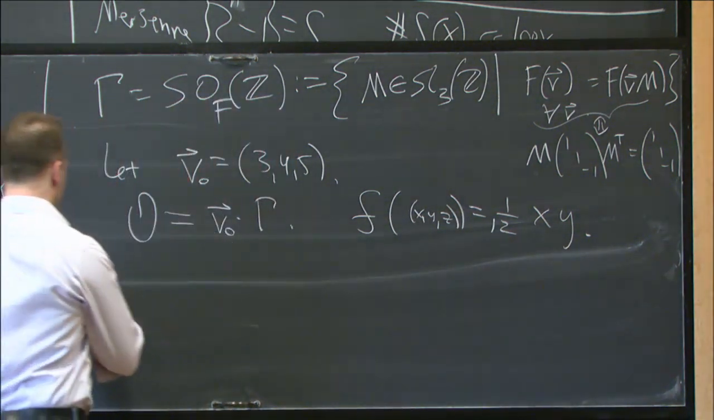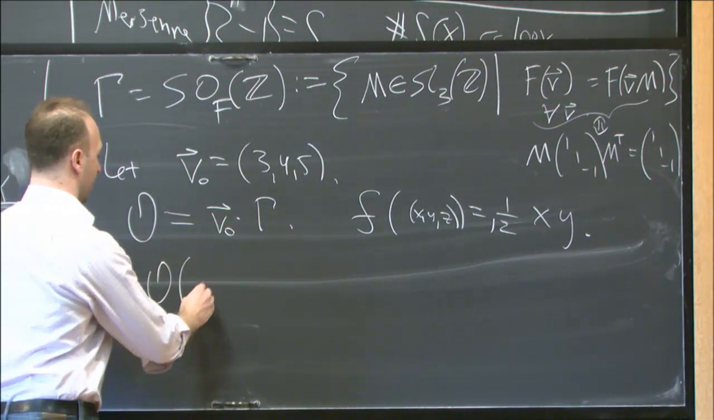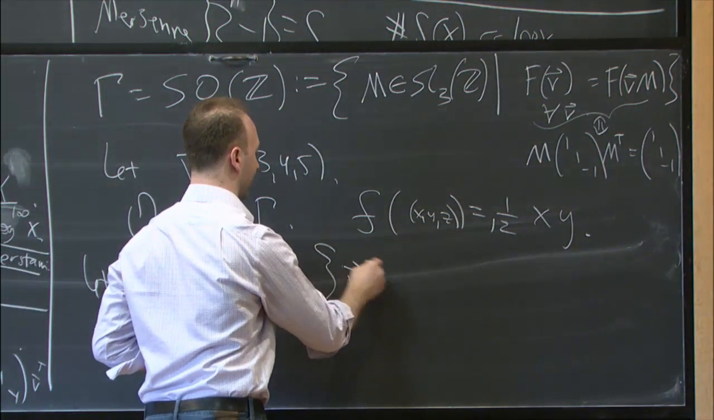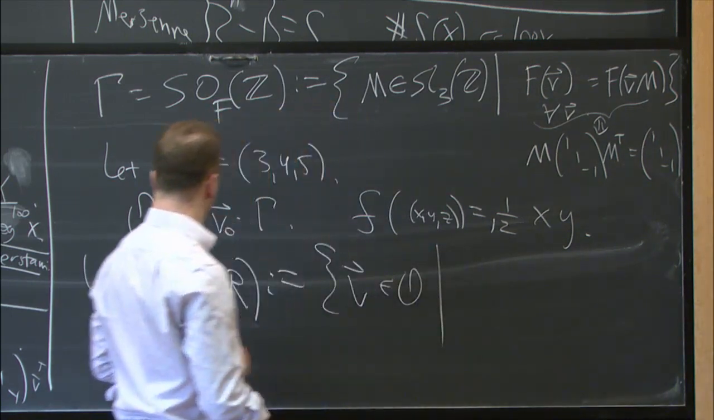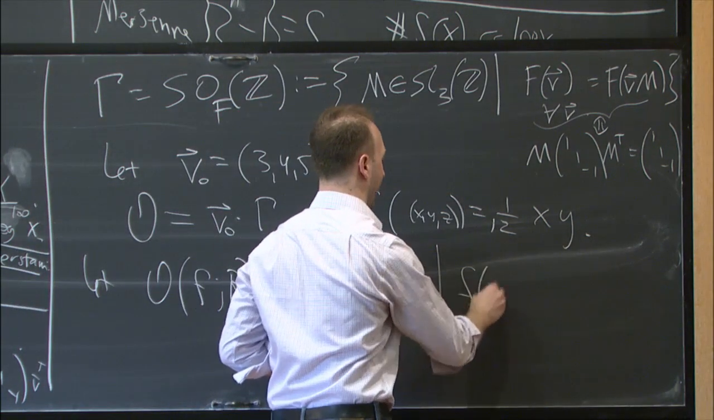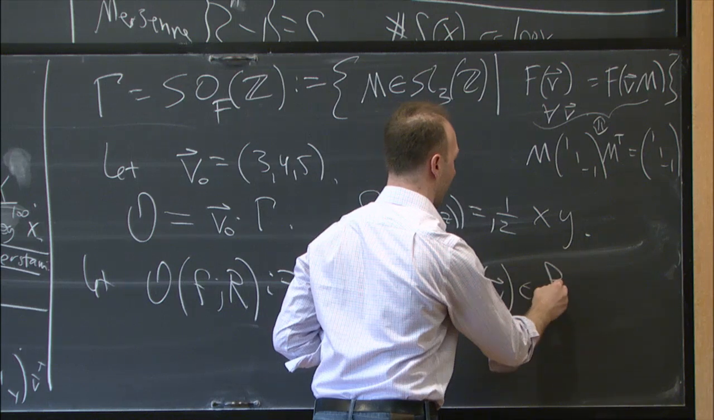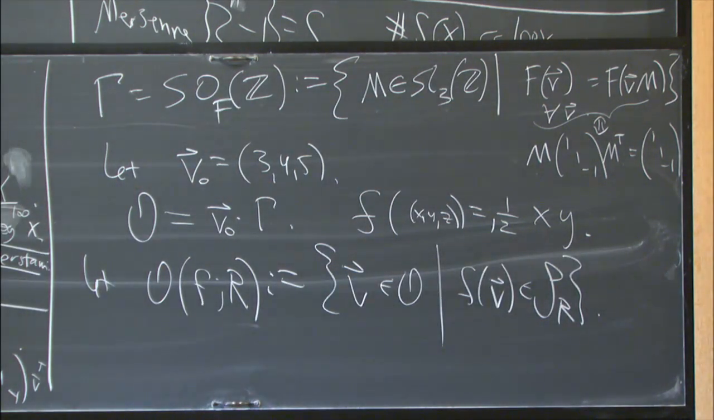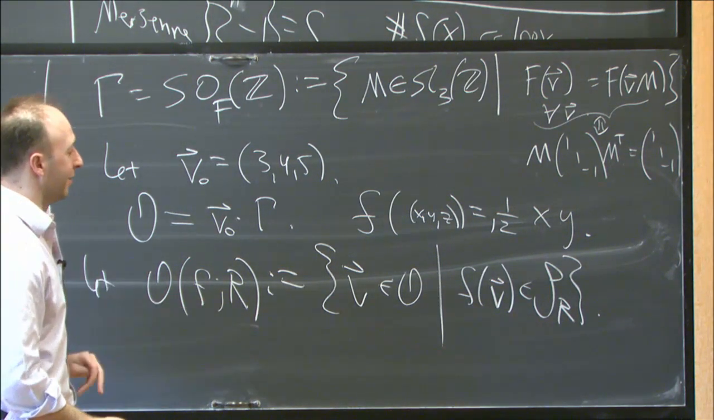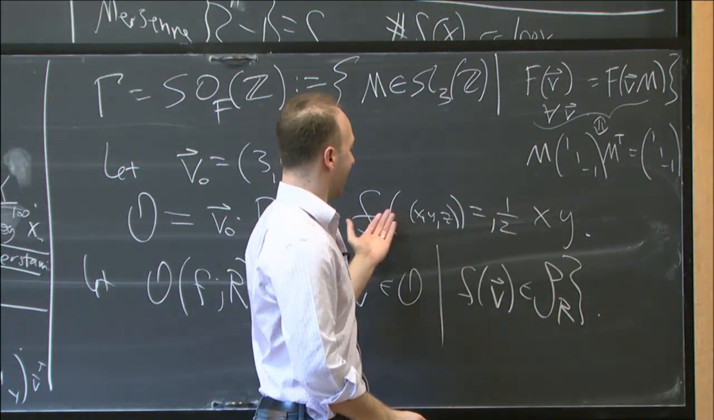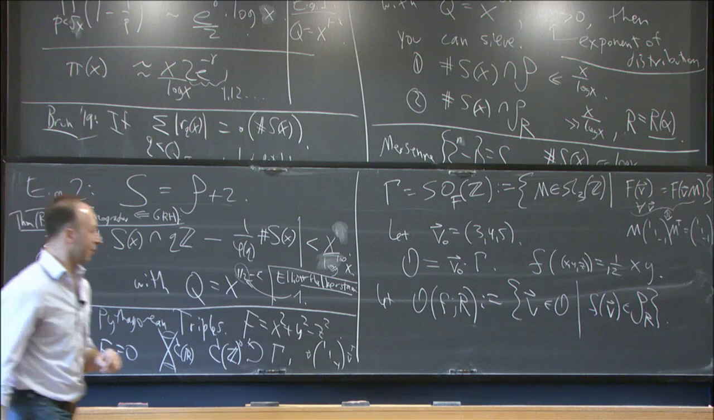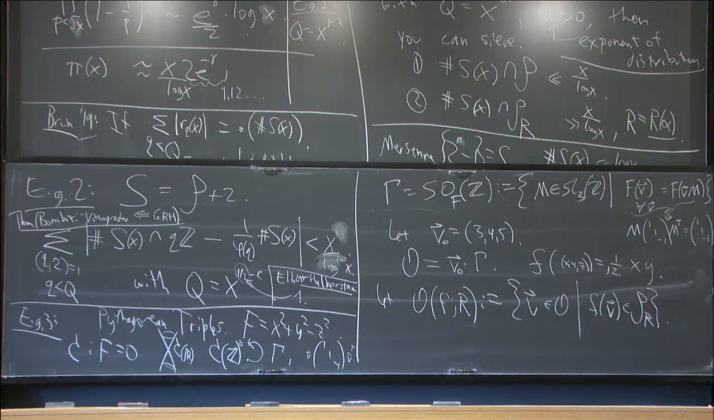OK, and then let O_f,r be the set of points in the orbit for which f of v is an r-almost prime. And the question is, when does that have this? When is this set... maybe you'd like to think about this set as being finite or infinite. And I'll try to explain why that's not the right question. So let me show you a picture of this set.